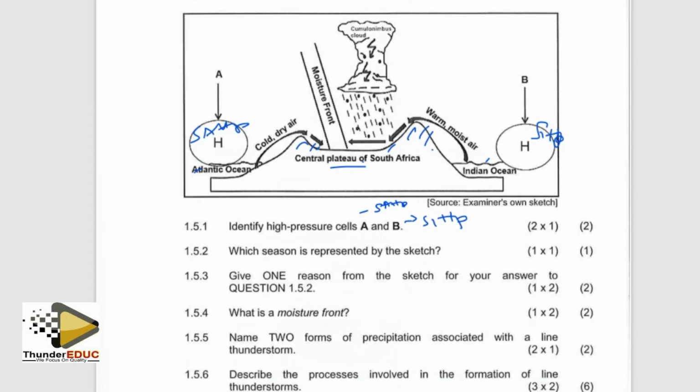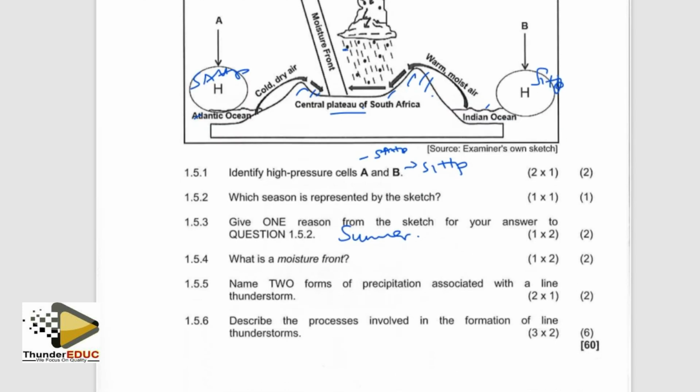Which season is represented in the diagram? Obviously, the season represented in the diagram is summer. Why summer? Because in the interior you can see there is rainfall. Remember, the interior experiences this kind of rainfall during summer. Somewhere here we have the cumulonimbus clouds that are responsible for this kind of rainfall. Another thing, we have the moisture front. Then you also have the converging air. Remember, air converges if it's a low pressure. So a low pressure in the interior develops only during summer. So those are reasons that can be given. However, it's not asked, but we're trying to find a way of answering the question.